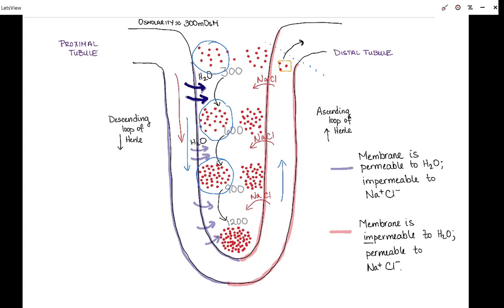Now, the osmolarity in the cortex is 300 milliosmoles, but as I move this filtrate up into the distal tubule, I want to remove a little bit more salt. I actually want my osmolarity of the salt to be about 100. And I can't do that for free. The only way that I can do that is with active transport. So we do reabsorb a little bit more salt here, such that the final osmolarity as we come up into the distal tubule is 100 milliosmoles.